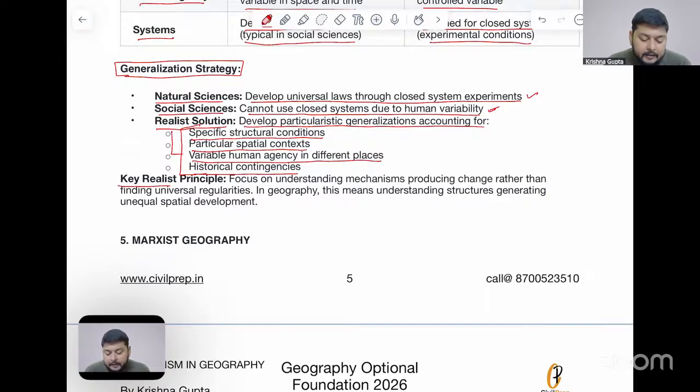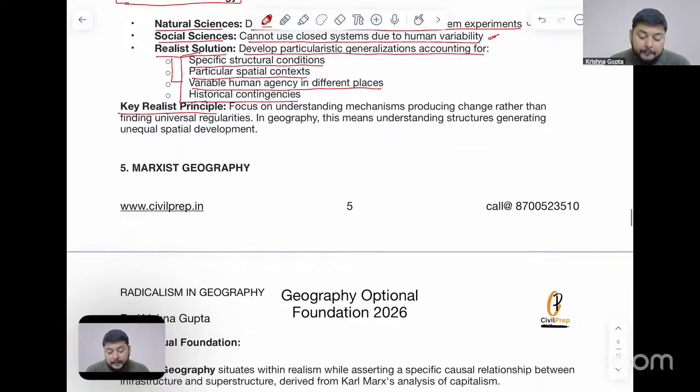The key realist principle that we can apply here is the focus on understanding mechanisms producing change rather than finding universal regularities. In geography, this means understanding structures generating unequal spatial development. So this is the one important part that I was talking about.